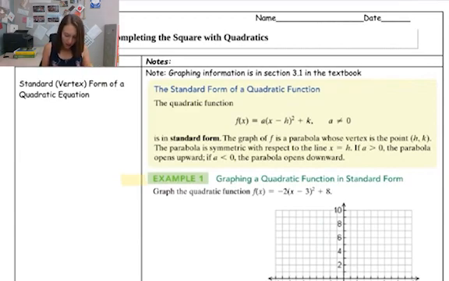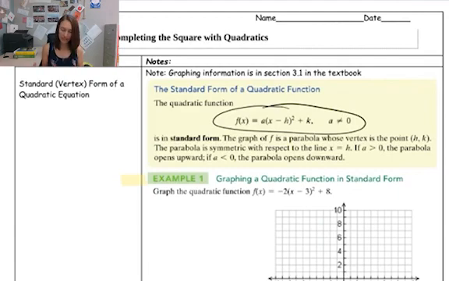Right, so we're going to start off by looking at the standard form of a quadratic. Sometimes this is called vertex form of a quadratic. It just depends on your textbook. The textbook we're using calls it standard form, but it's the same as what we had in our previous course called vertex form. You can see here, f of x equals a times (x minus h) squared plus k, and the vertex is the point (h, k).